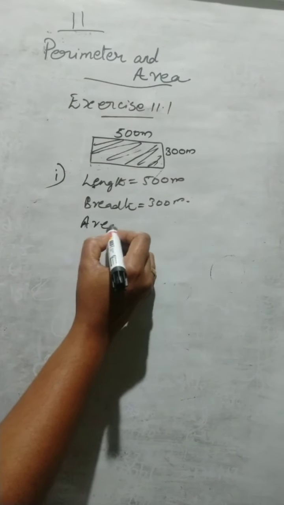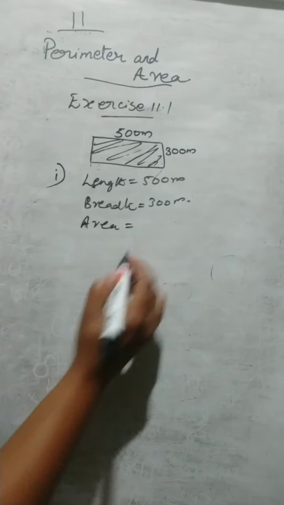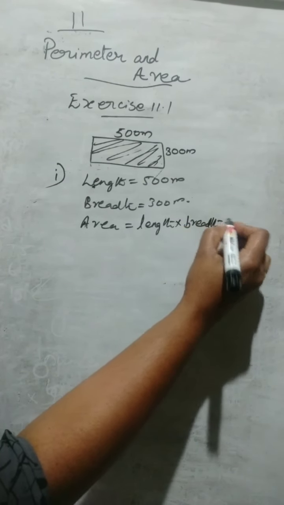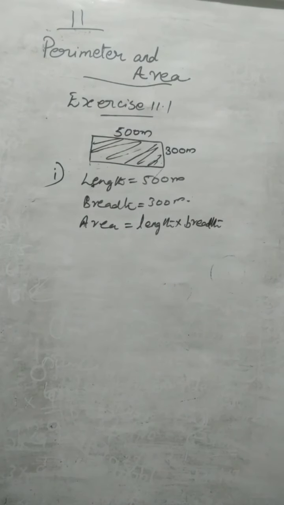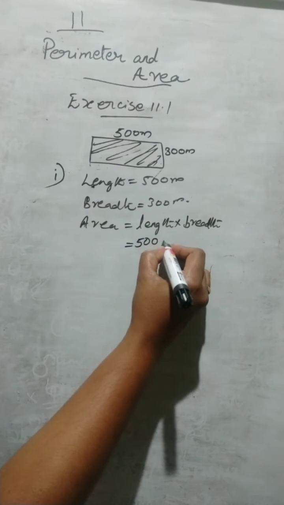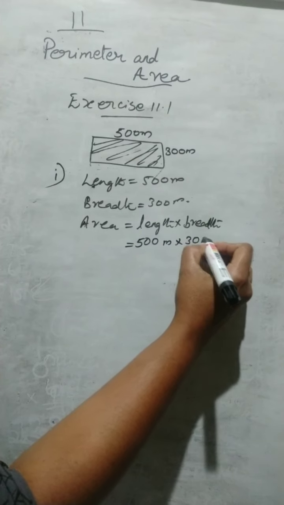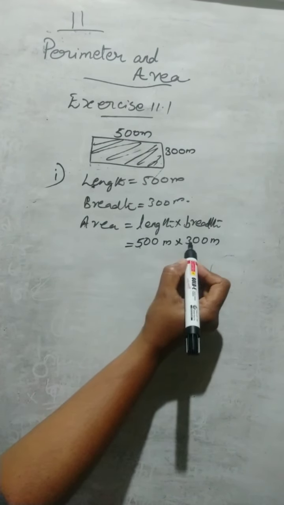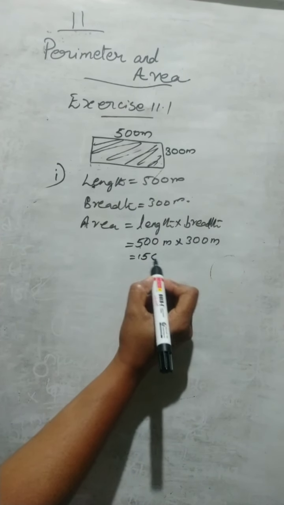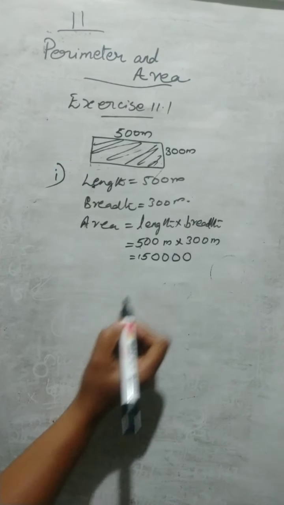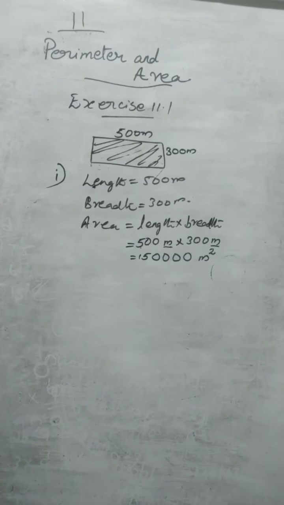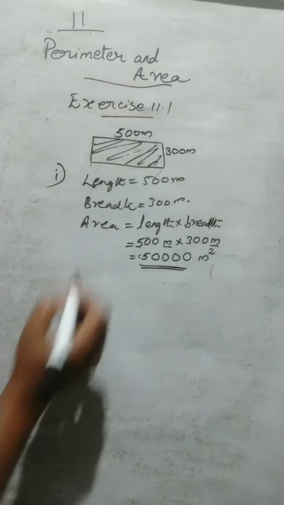How can we find the area of a rectangle? Area of a rectangle is equal to length times breadth. Length into breadth. This you have studied briefly in your 6th standard. Okay. Then length will be 500 meter and breadth is equal to 300 meter. Then multiply these two. 5 times 3, 15. Then how many zeros are there? 1, 2, 3, 4. What is the unit? Here 1 meter, here also 1 meter. That will be meter squared. Clear for you. This is the area of this land.